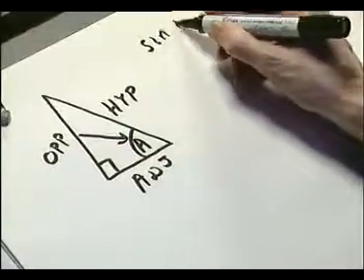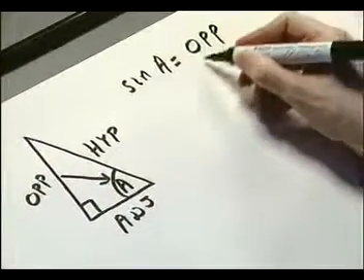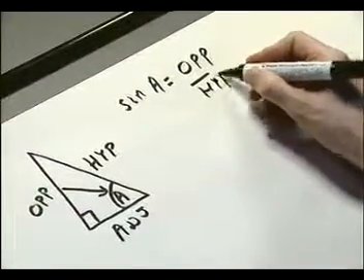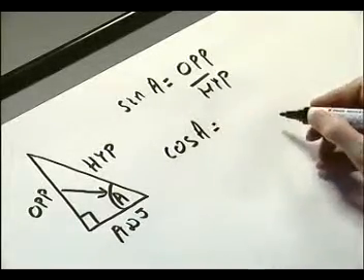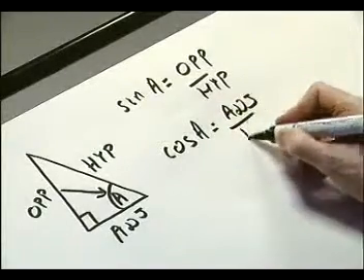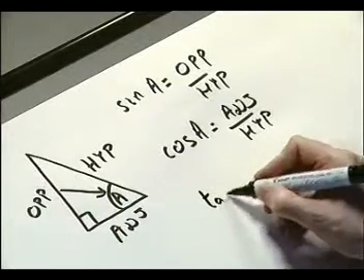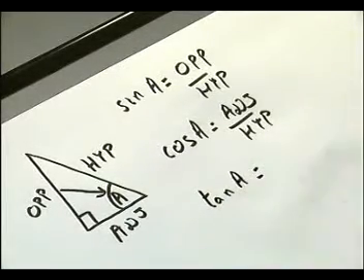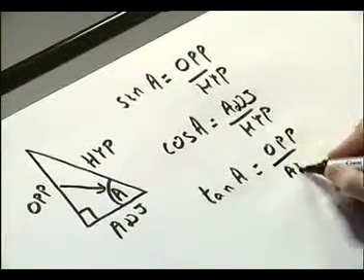The sine of the angle A is defined to be the opposite over the hypotenuse. The cosine of the angle A is defined to be the adjacent over the hypotenuse, and the tangent of the angle A is defined to be the opposite over the adjacent.